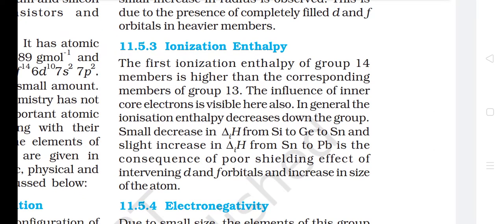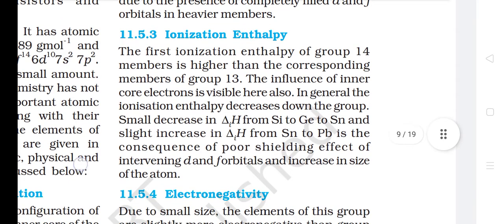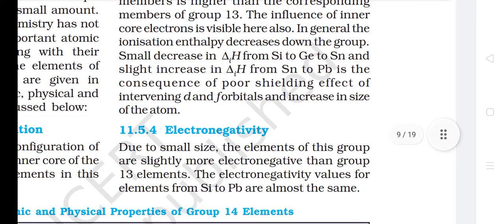Ionization enthalpy. The first ionization enthalpy of group 14 members is higher than the corresponding members of group 13. The influence of inner core electrons is visible here also. In general, the ionization enthalpy decreases down the group. A small decrease in ΔiH from silicon to germanium to Sn and slight increase in ΔiH from Sn to Pb is the consequence of poor shielding effect of intervening d and f orbitals and increase in size of the atom.